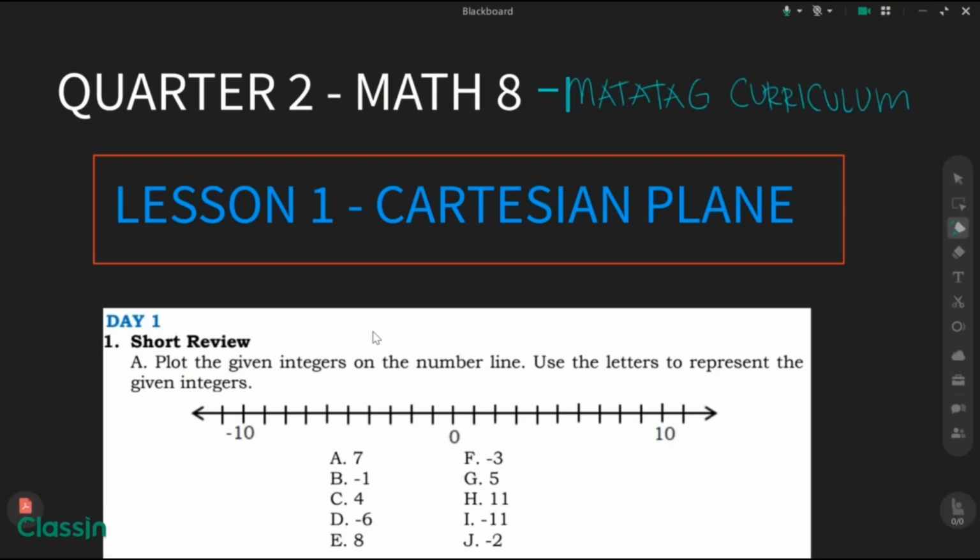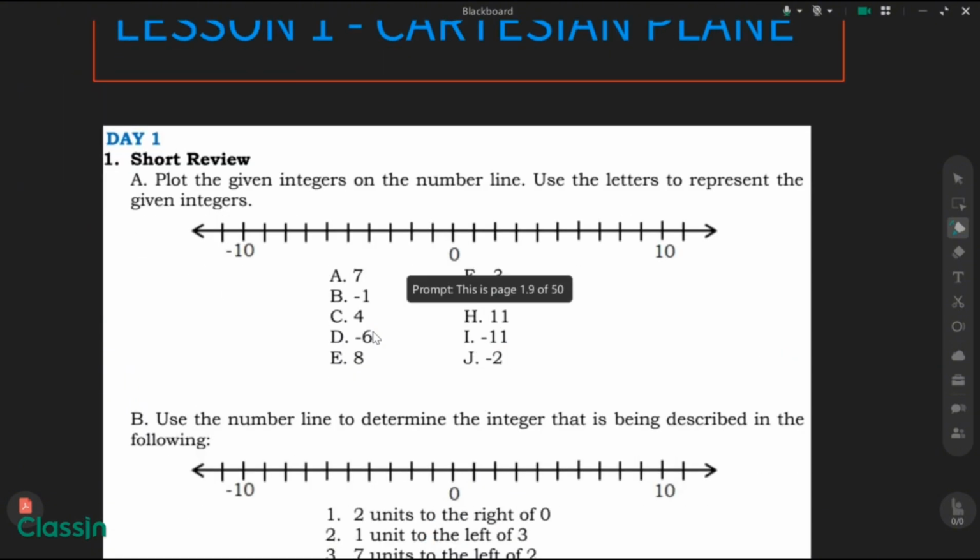Okay, hello class, I'm back. So for today, we are going to talk about the Cartesian plane. This is under Math 8 in your Quarter 2, and this is also under the MATATAG curriculum. So let's have a short review.